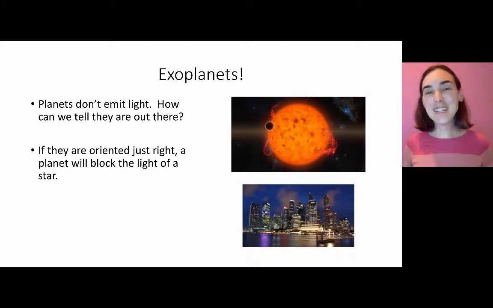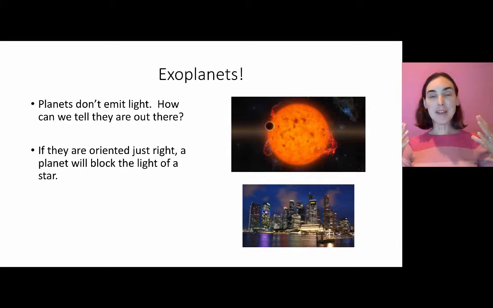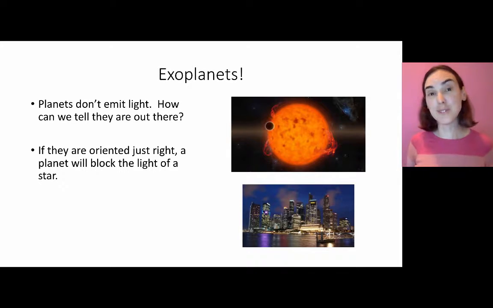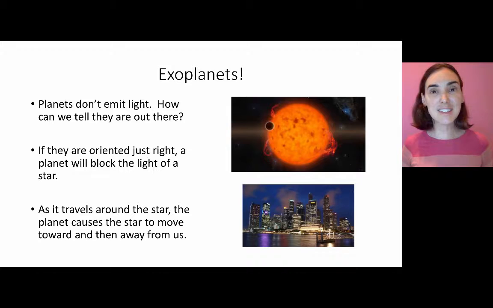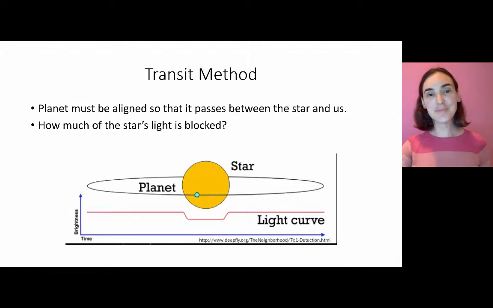There's one other way that we can tell that planets are there orbiting the stars far away, and that is because as they orbit those stars, they cause the star to wobble a little bit due to its gravitational attraction to the planet. So the star might wobble toward us, and then we would see that as a blue shift on the spectrum of that star, or it might move away from us when the planet is behind it, and we would be able to detect that on the spectrum as well. That's the second way of detecting planets as they orbit stars far away. We're going to talk about the first way in this video, which is called the transit method.